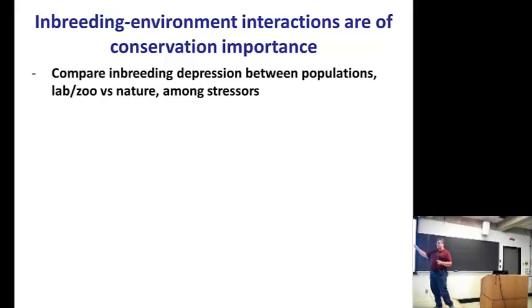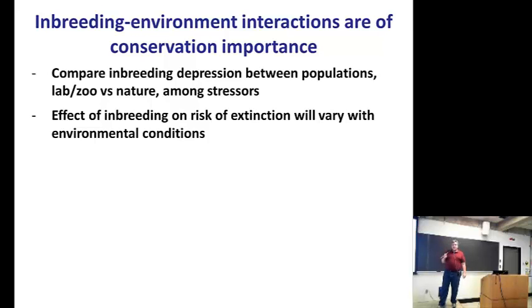So, for example, there are a lot of people who are interested in measuring inbreeding depression in organisms of conservation significance and then extrapolating from experimental studies or zoo studies to what's going on in nature or in other populations. And the only way we can do that is if we have some idea of how environmental conditions affect the expression of inbreeding depression or genetic load.